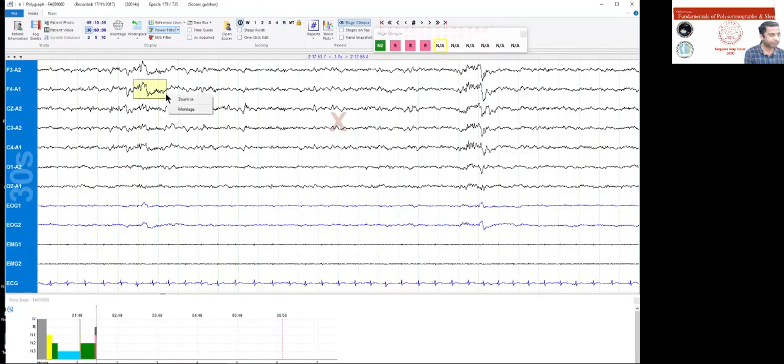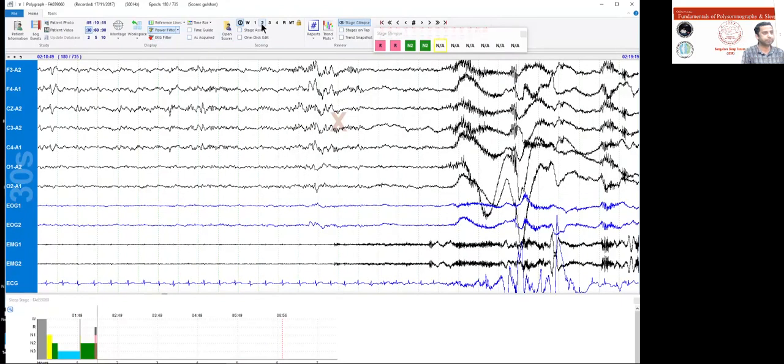So again, a K complex comes. Okay, so we have to mark it. N2, and N2, and N2. And N2 is covering more than 50%, so we don't consider this body movement.